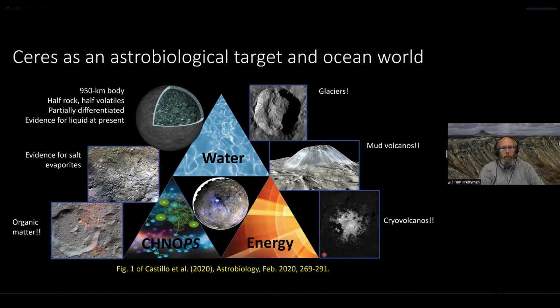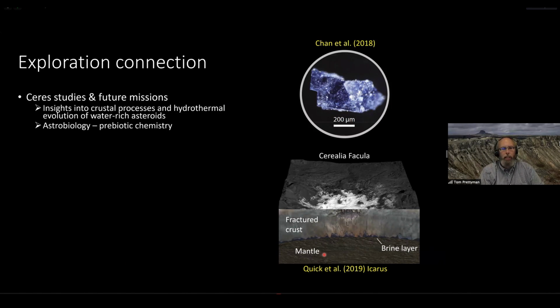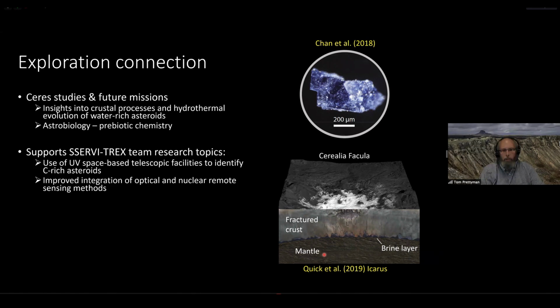It's really cool. So to wrap things up, this is the exploration connection. The Ceres studies and future missions should provide insights into crustal processes and hydrothermal evolution of water-rich asteroids. It also provides a testbed for different concepts in astrobiology. The specific studies we were working on support SSERVI themes, namely use of UV to identify carbon-rich asteroids and improving the integration of optical and nuclear remote sensing methods. And then finally, there's potential both on Ceres and in water-rich asteroids for ISRU via extraction of water and production of propellant via methanation.